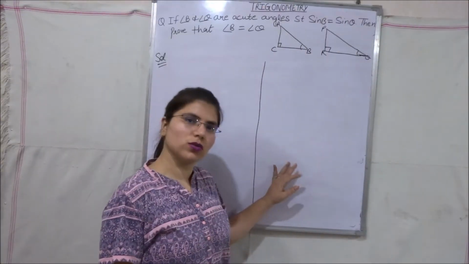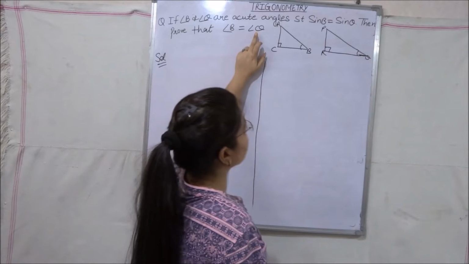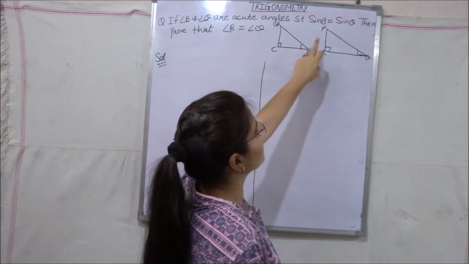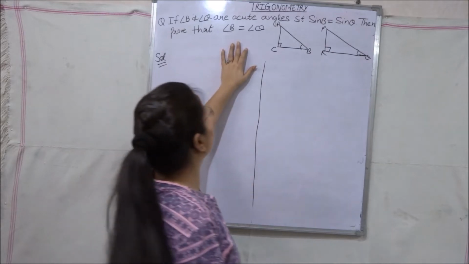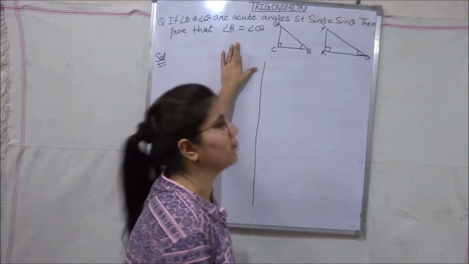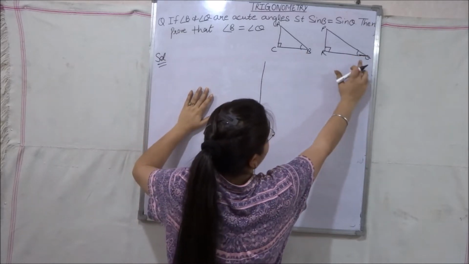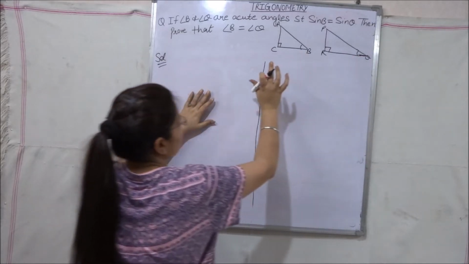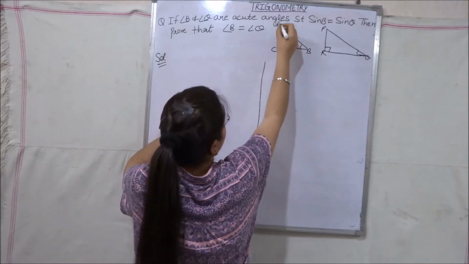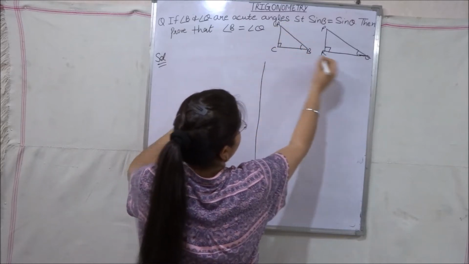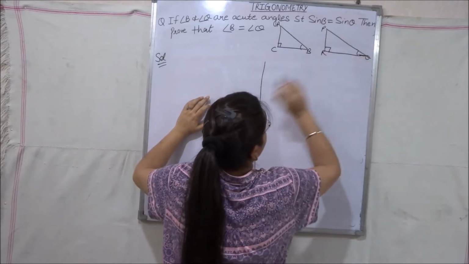Now let us do the next question. If angle B and angle Q are acute angles such that sin B is equal to sin Q, then we have to prove that angle B is equal to angle Q. Now we are given that angle B and angle Q are acute angles. Angle C is a right angle in triangle ACB and angle R is also a right angle in triangle PRQ.